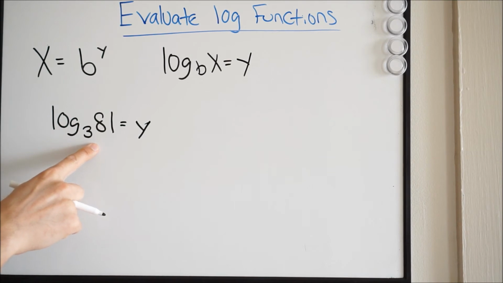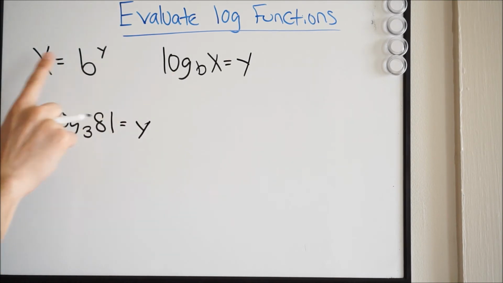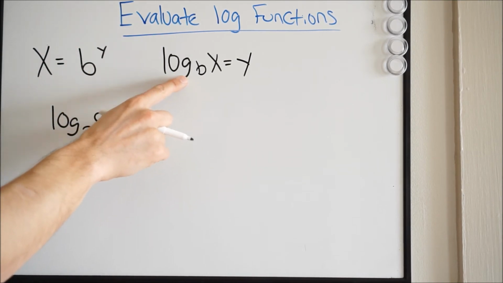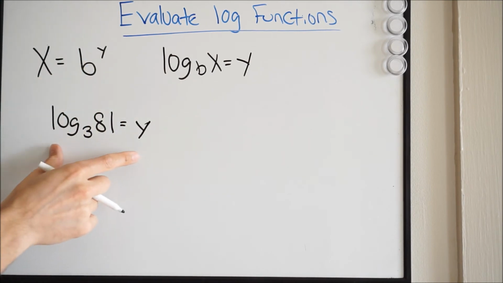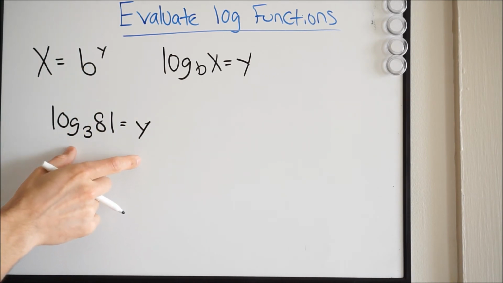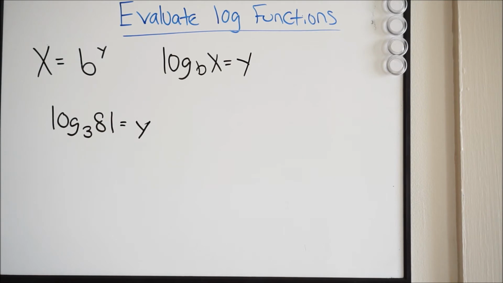So we can go in between, or we can go back and forth between log form and exponential form. So here I have it in its log form. How could we write this in its exponential form? All right, so how could we do that? Well, simply just following the rules here, right?